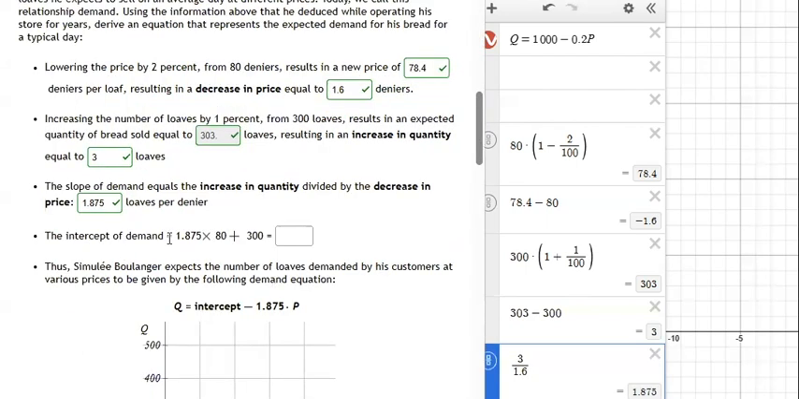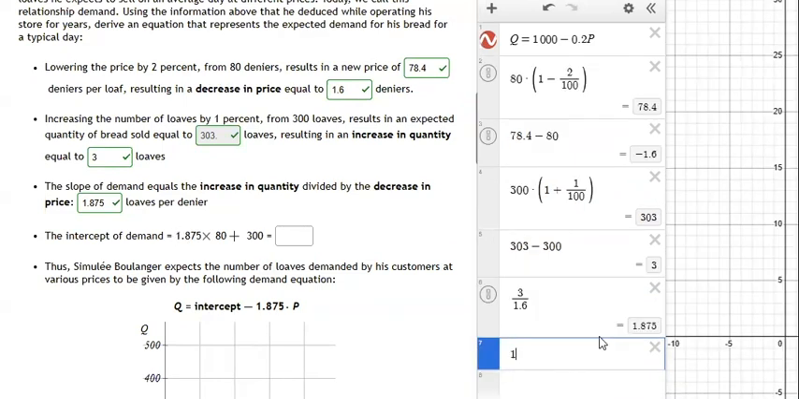Now, the intercept of demand can be found using this expression. This 1.875, that's the change in quantity divided by the change in price. And the original price is 80 deniers. So the slope is 1.875 loaves per denier. So when I multiply that by 80, the deniers cancel. So I'm left with something in terms of loaves. I'm going to add that to 300, the original amount of loaves, and I get 450.